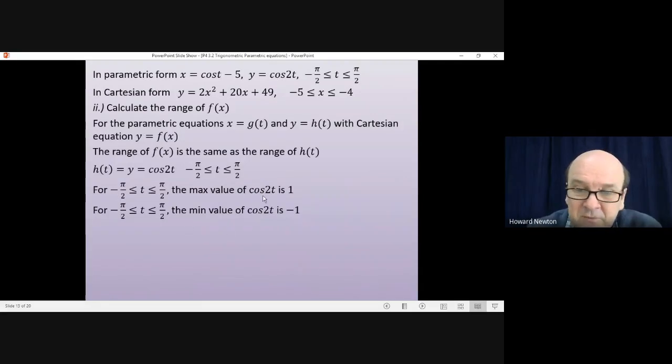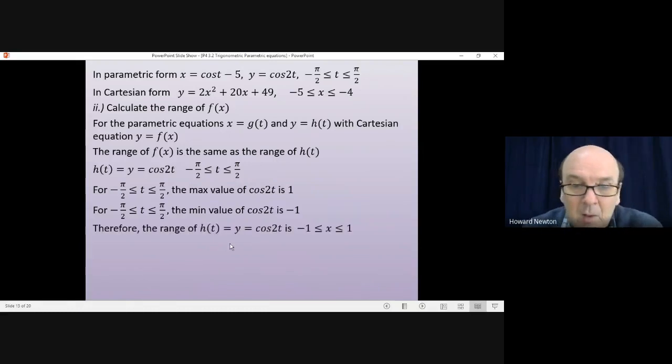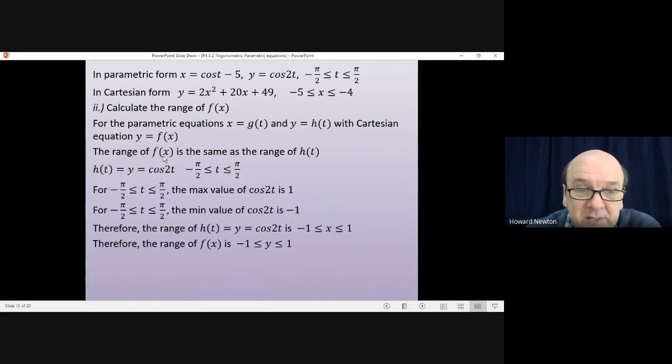We've said that the maximum value of cos t is 1 between minus pi by 2 and plus pi by 2, and the minimum value of cos t is minus 1. Therefore, the range of h of t, which is just y equals cos 2t, is between those two limits. So it's from minus 1 up to plus 1. And then finally, what we want to find, which is the range of the Cartesian equation, f of x, will be exactly the same thing. So that'll go from -1 up to +1.